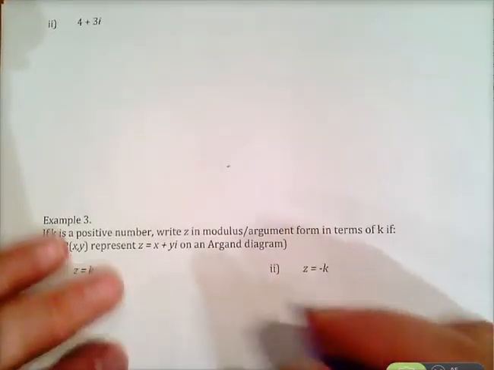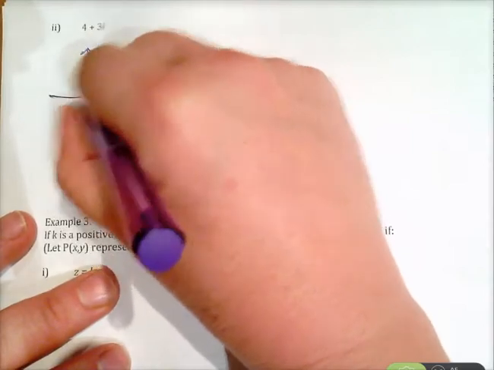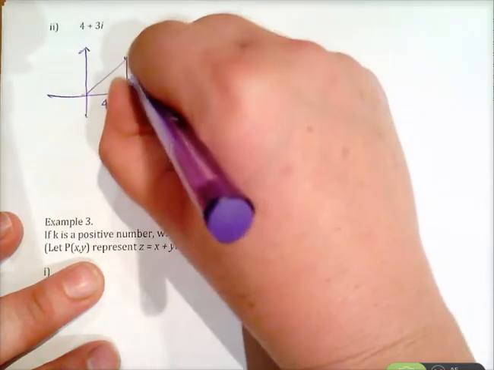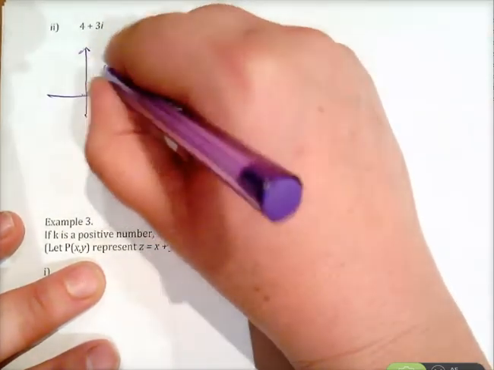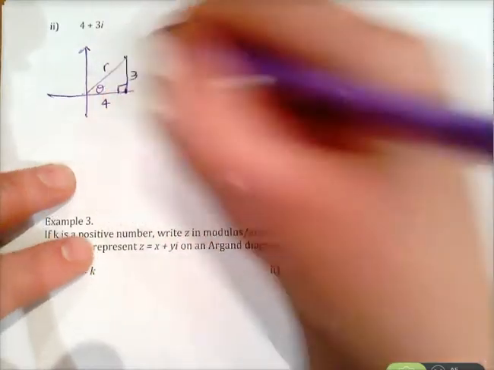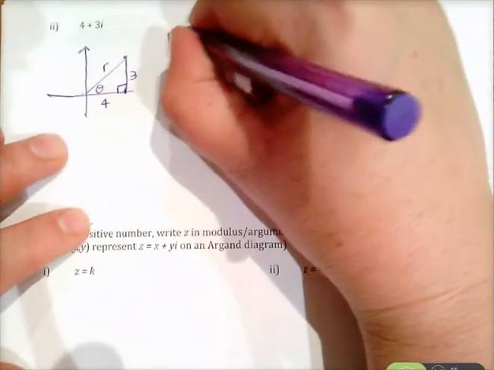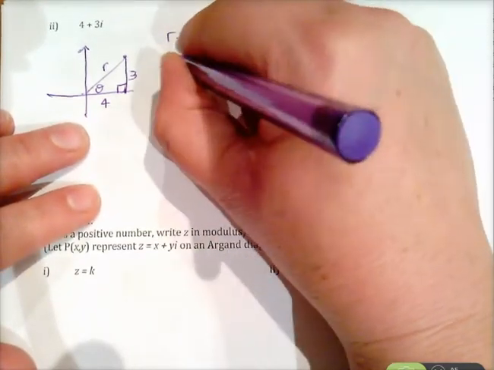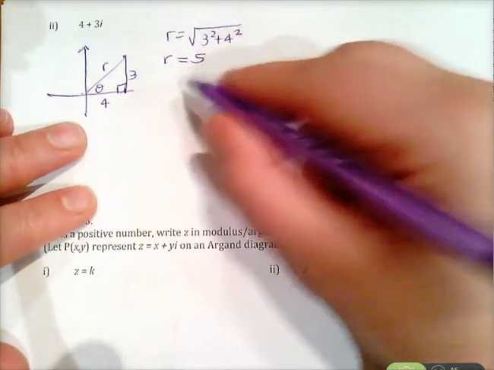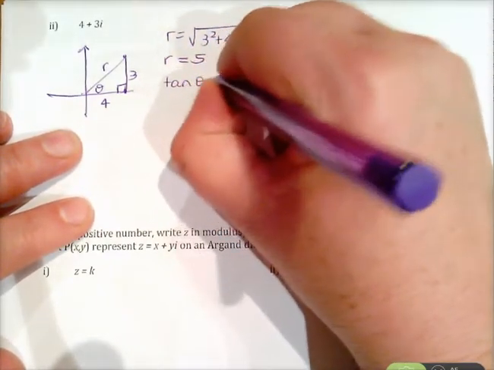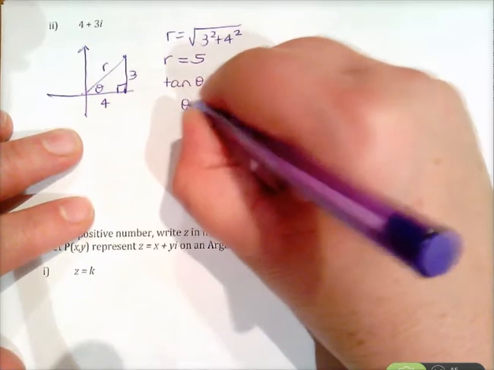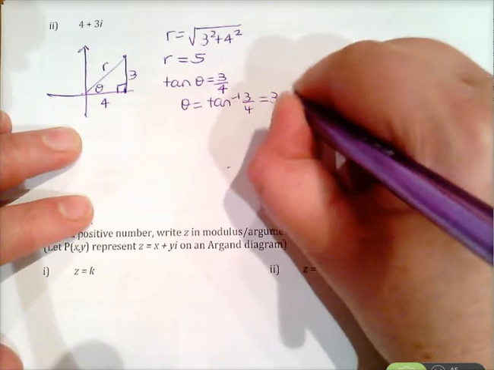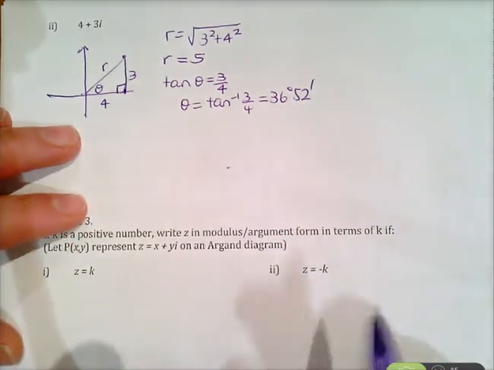Now looking at 4 plus 3i. So again, sketch it. 4 across, 3 up. Here's my theta. That's my r. I've got a right angle triangle. So remember that r equals the square root of 3 squared plus 4 squared, which equals the square root of 25, which is 5. And tan theta equals 3/4, so theta is tan to the minus 1 of 3/4, which is 36 degrees 52 minutes on your calculator.